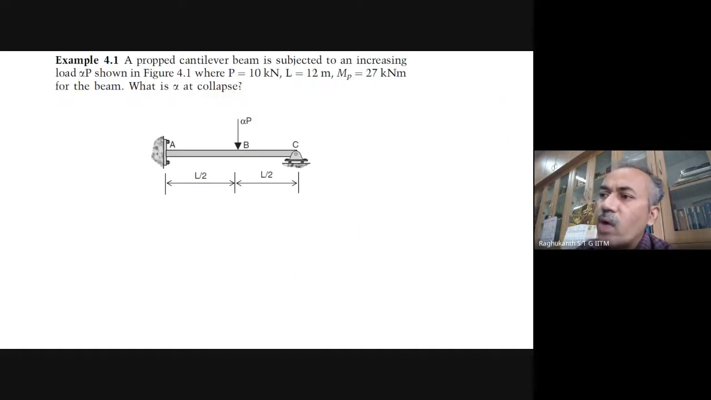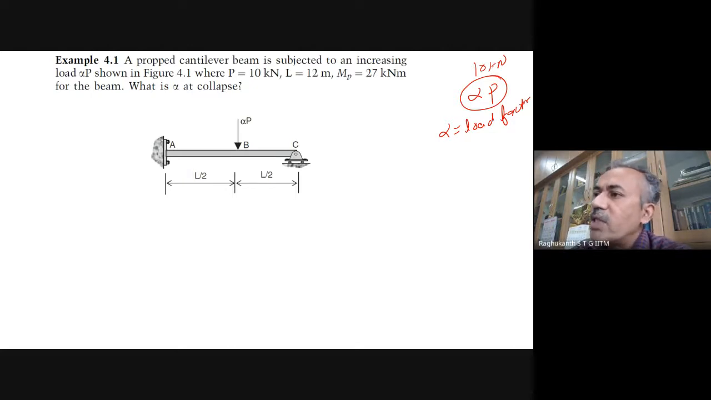Now let us do the same problem very systematically. The same propped cantilever is subjected to an increasing load. To find the collapse load, 10 is the working load. We want to find the collapse load, which we write in terms of alpha times P. This is what we call the load factor. So this has to be calculated: what is the collapse load and what is the load factor?